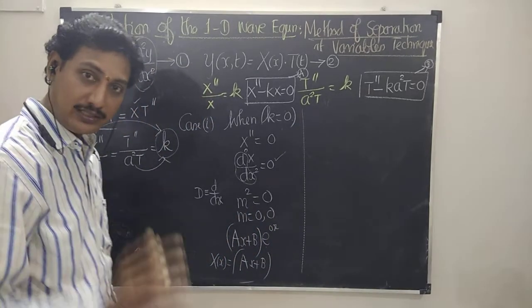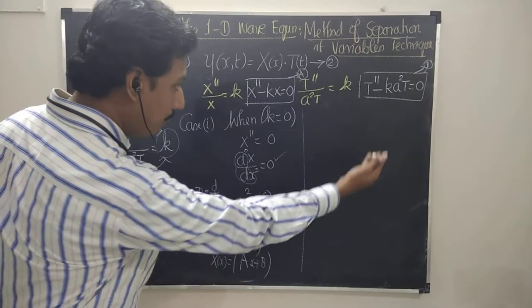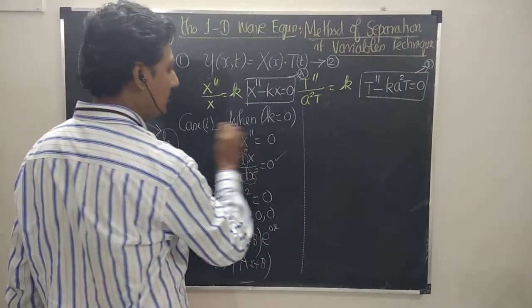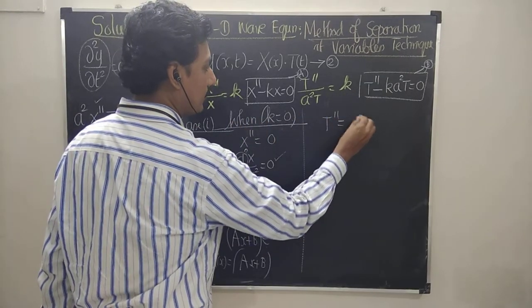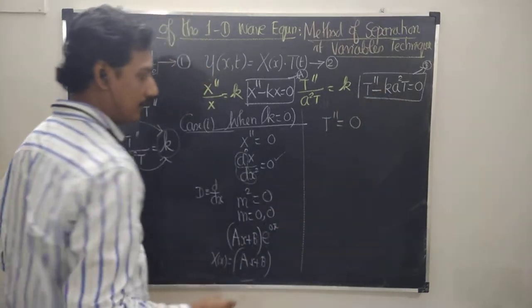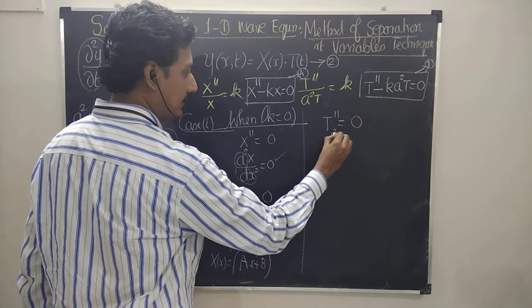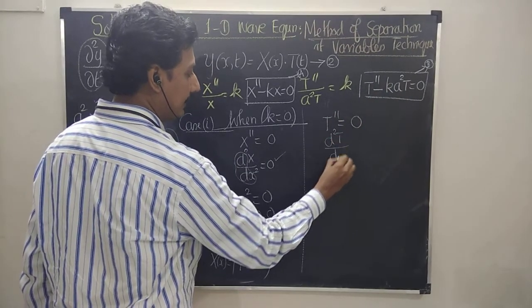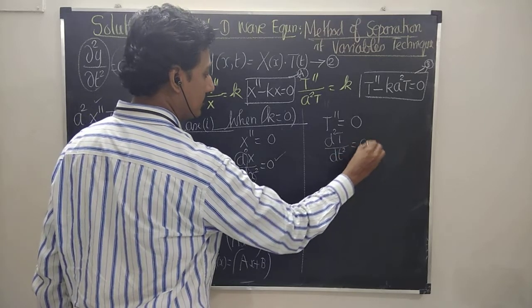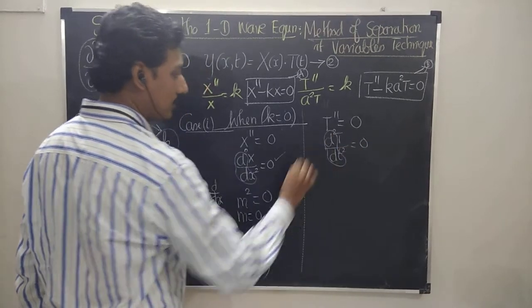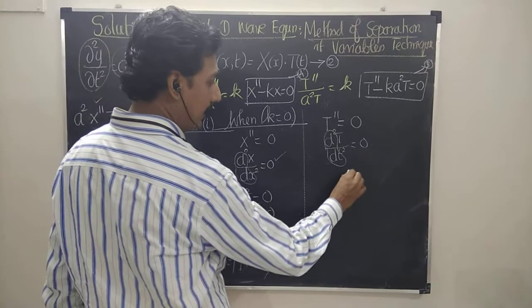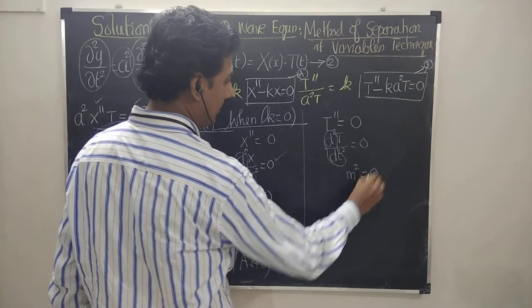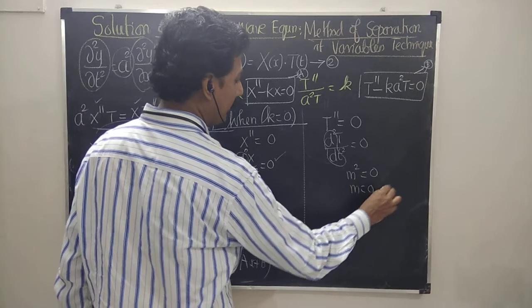The same technique I am going to use for equation b. So when k equal to 0, this equation becomes T double dash is equal to 0, because k is 0. So what about T double dash? It is d squared capital T by dt squared is equal to 0. Once again, d by dt is an operator. Let us change the operator by some parameter m. We get m squared equal to 0. So m is equal to 0, 0.